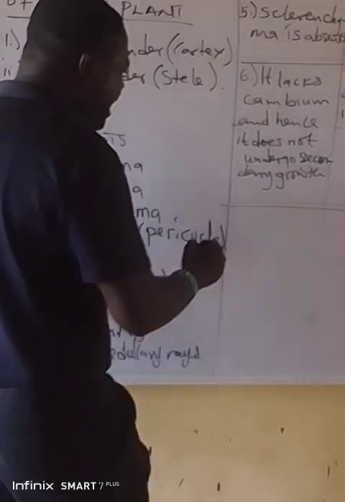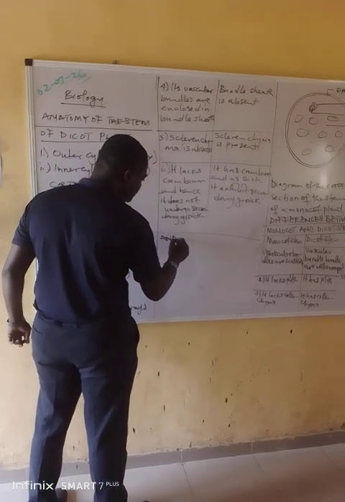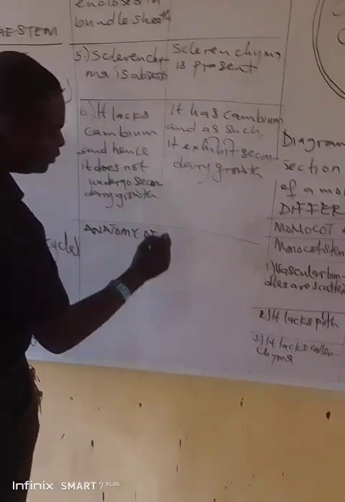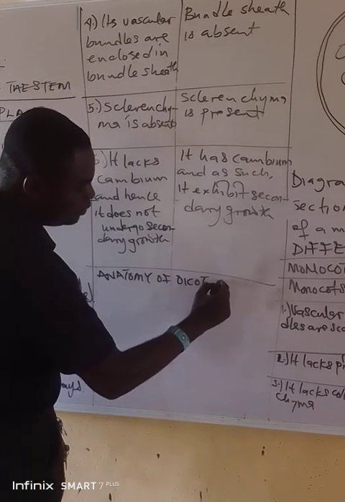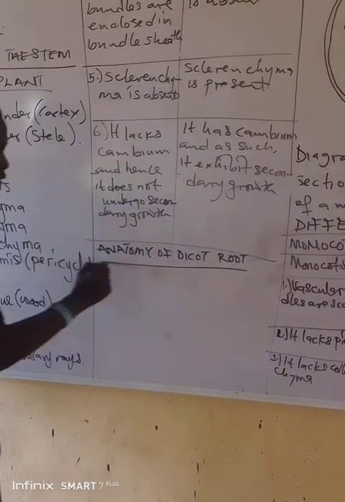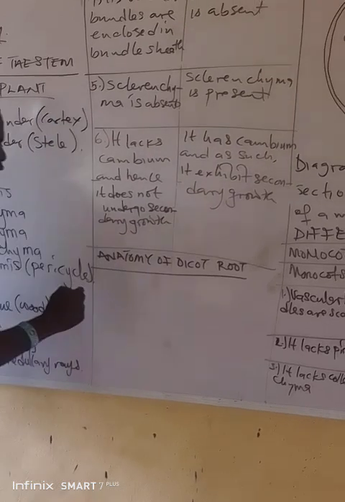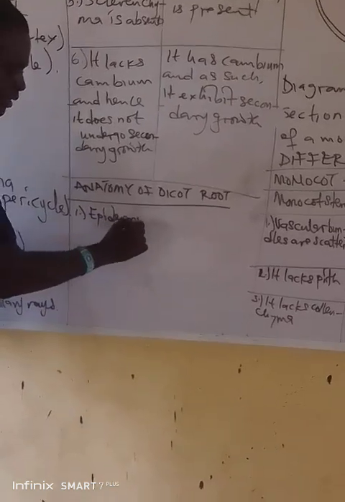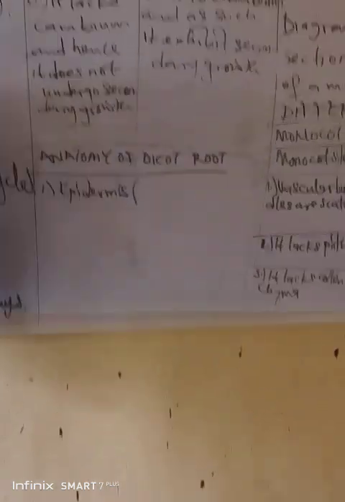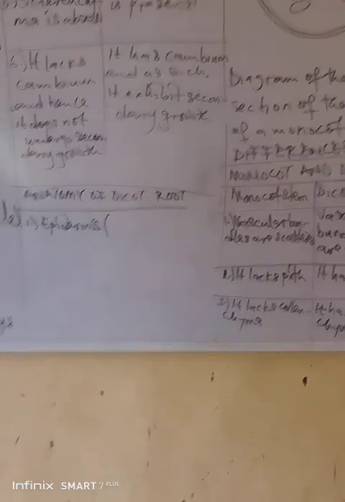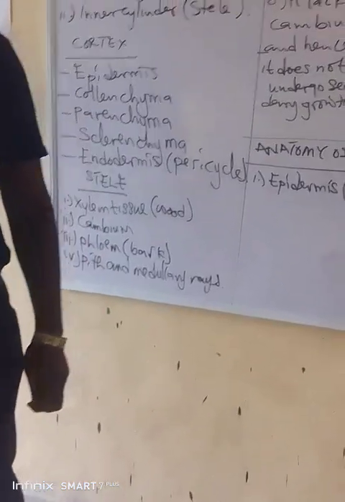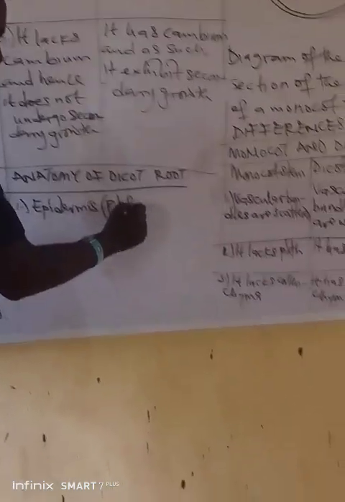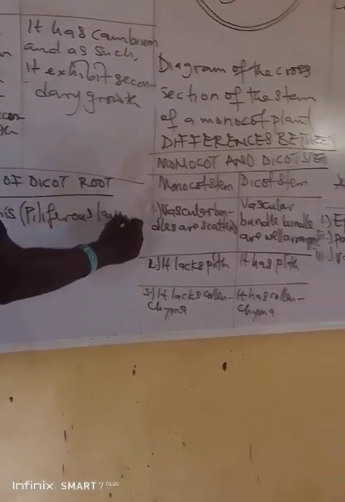So the next thing to talk about now is the anatomy of the dicot root. The dicot root contains the following. Number one, epidermis. But in the root, the epidermis is also called the piliferous layer. The piliferous layer usually grows into root hairs. We call it the piliferous layer.